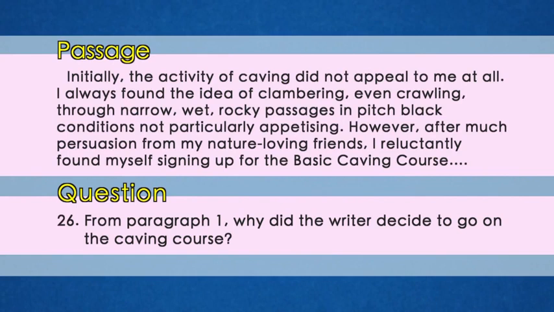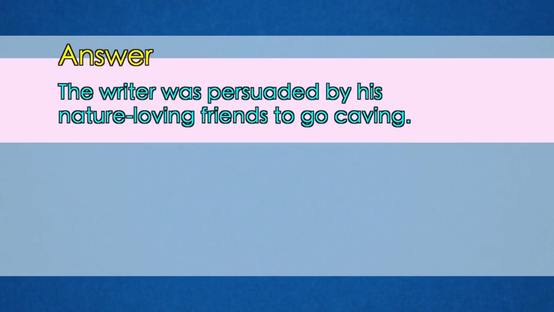Now, I want you to look at the question and the passage closely. Do you notice any similarities in them? If you look carefully, you will not see any keywords in the question or in the passage. This means that we can no longer apply the keyword strategy when looking for the answer in the text. The only way for you to find the answer is to rely on your comprehension skill. So what is the answer for this question? The writer was persuaded by his nature-loving friends to go caving.